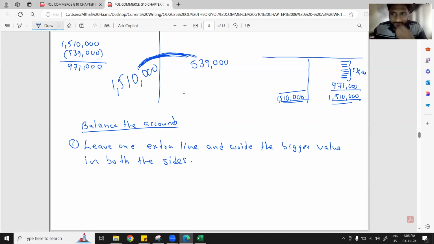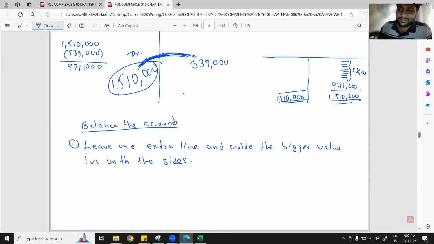971,000. So understand, people, what is that 971? Listen. 1510 means it's the debit side of your cash account. Debit side of the cash account means money you received or money went out.